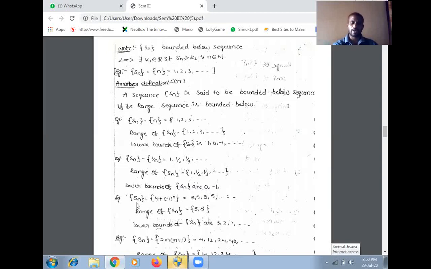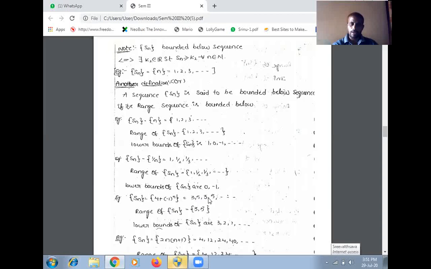Another example: Sn equal to 4 plus (-1) to the power of n. So it is one of the sequences. Giving n equal to 1, we get 4 minus 1, 3. If n equal to 2, we get 4 plus 1, 5. If n equal to 3, we get the repeated value 3. So 3 is repeated.